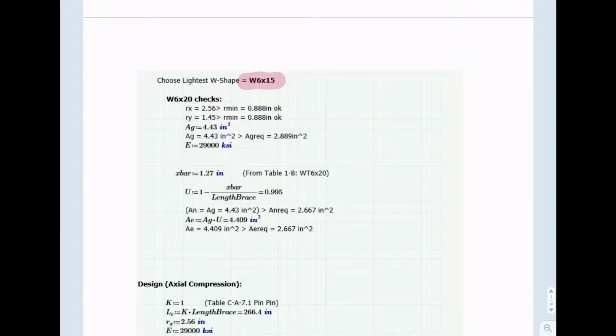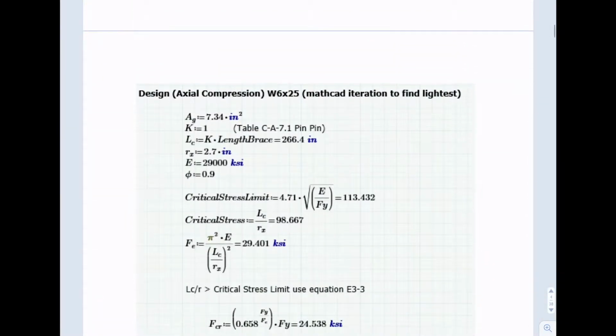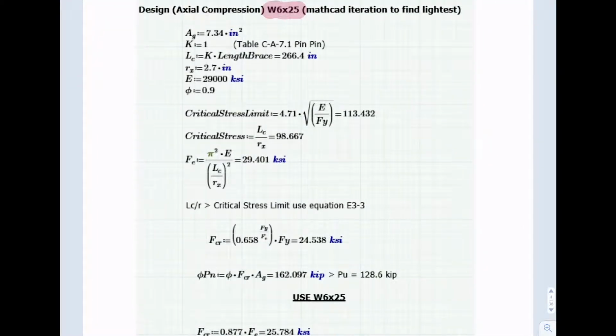The tension axial check was satisfied, but the axial compression wasn't. So I chose another size, which is W6x25, which did exceed the compression check.